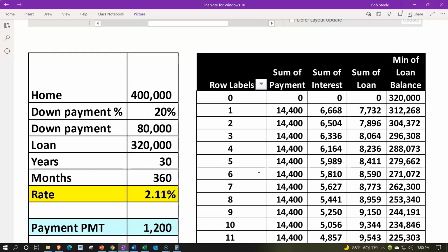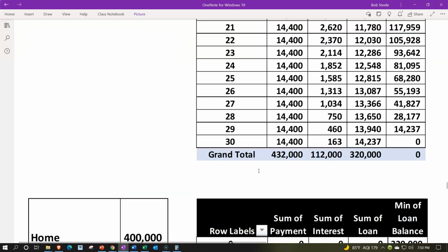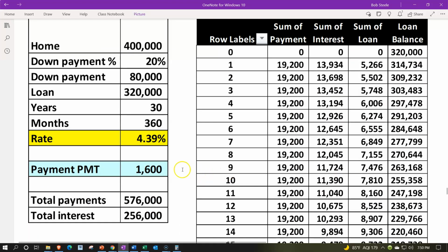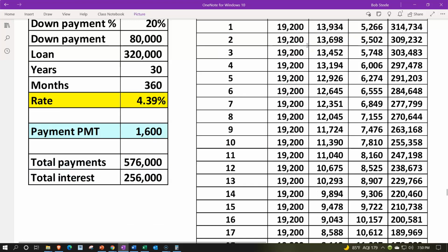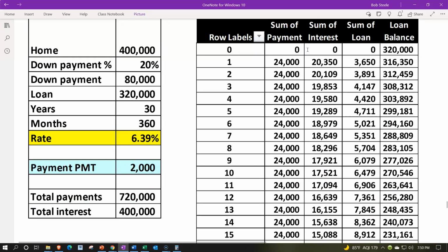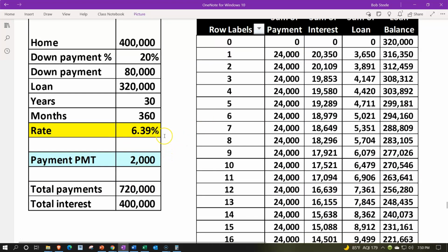So if you want to take a look at that worksheet, you can put the pivot table together, which can give you some more detail if you're doing some more in-depth analysis. If we changed it to 1,600, for example, and refresh it, the rate now should be 4.39 in order to make that work. Then we can refresh the pivot table and we would have our information related to the interest and year-by-year breakout for that 1,600 payment. And if we change the payment to 2,000, once again the rate adjusts as needed, given the other data, to 6.39.